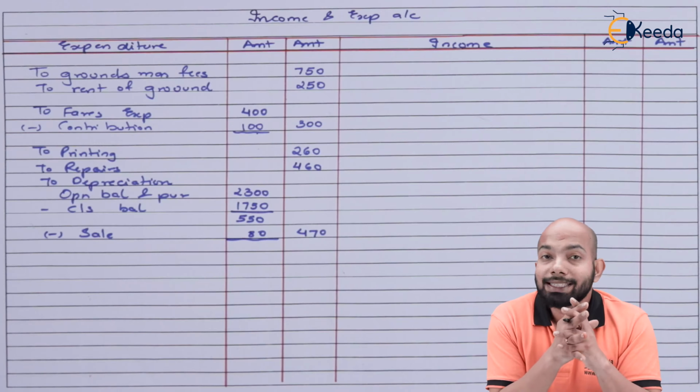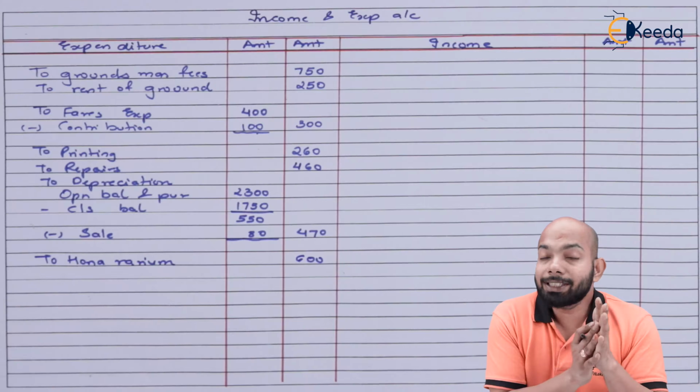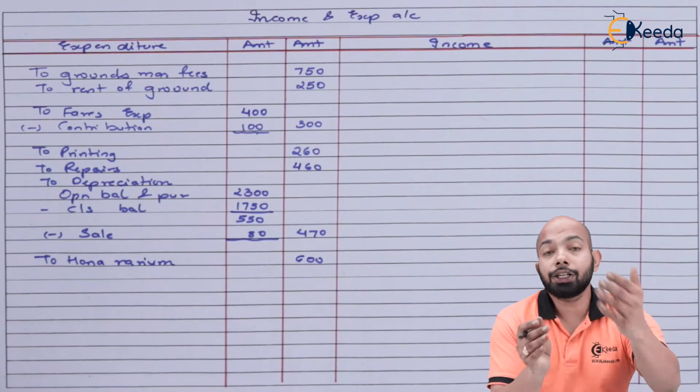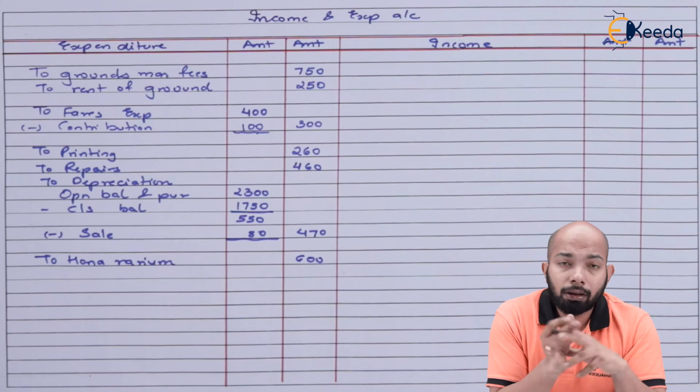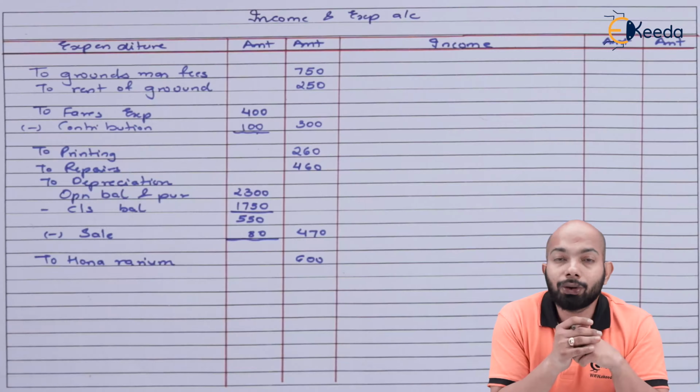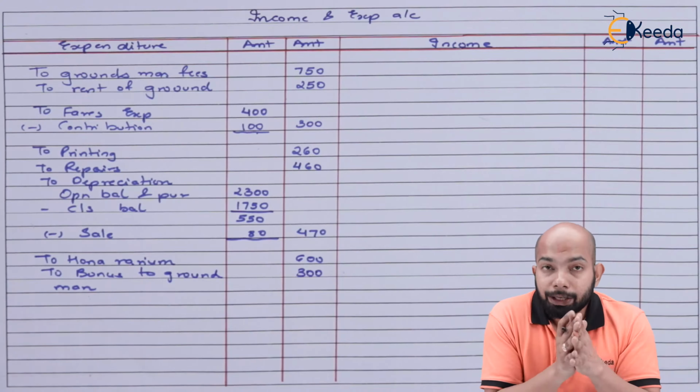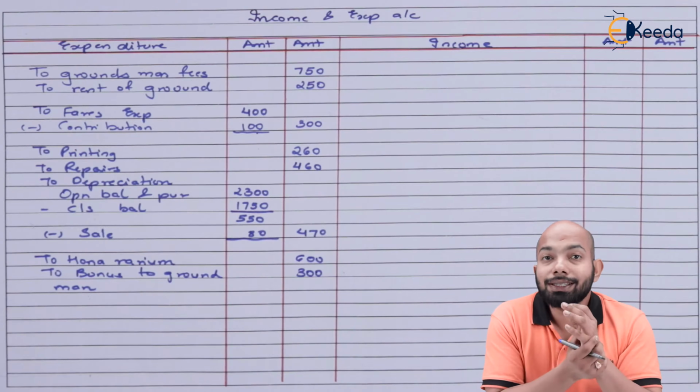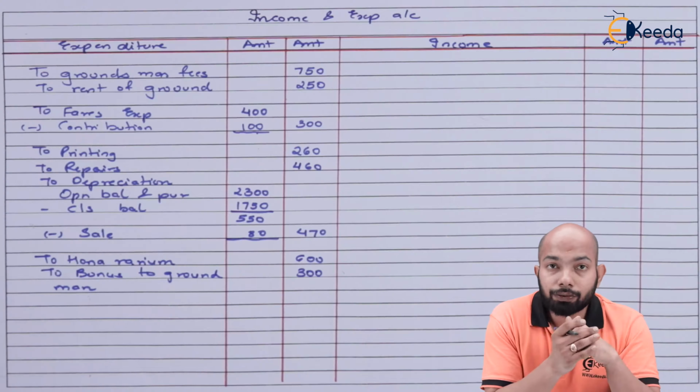So the amount is 470 that we have mentioned. Honorarium is the next expense that we have mentioned. We have added the additional 200 rupees that is supposed to be done because the earlier balance was 400. So we added 200 to it and the net balance has been mentioned as 600 rupees. The last expense that we have mentioned here is the bonus to the groundsman, which is 300 rupees, which has been mentioned as a part of the adjustment.